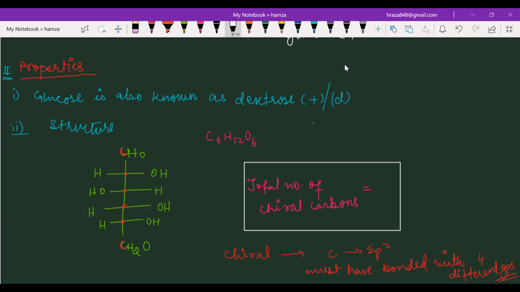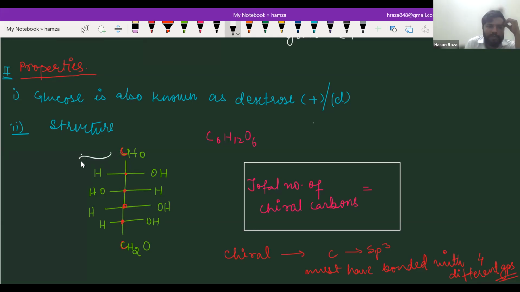Sir, can you explain? Yeah, why not? So see, Nafisa, this is CHO, that means aldehyde group. In the aldehyde group, you know that C double bond O will be there, and H, and then this. So if you see, its hybridization will be sp2. That's why the top carbon is not chiral. Is that clear?